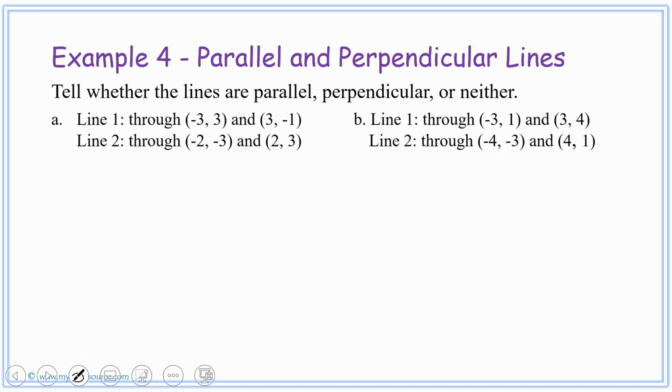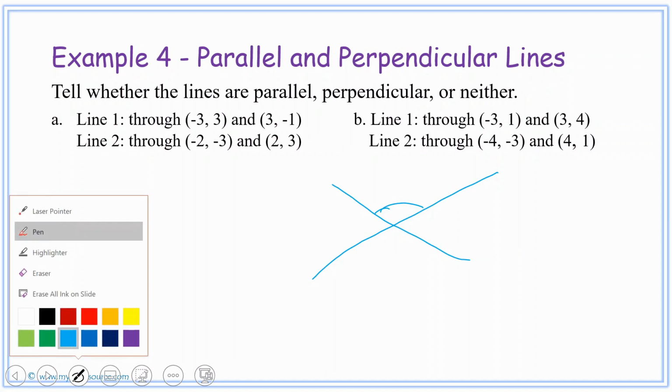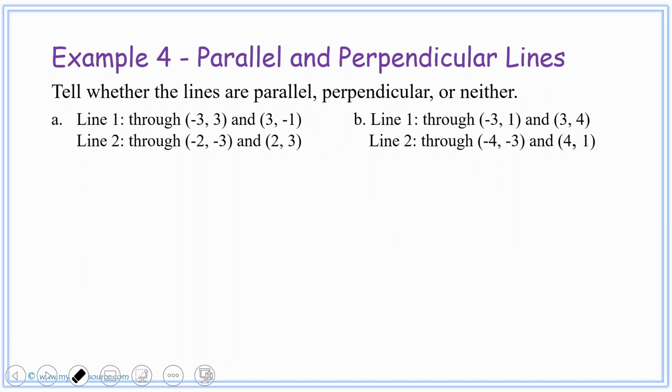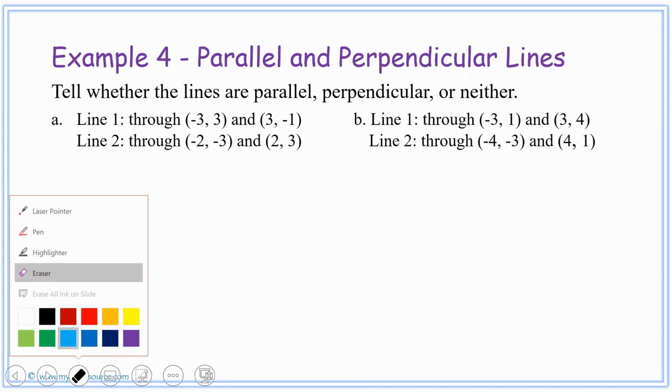All right, so let's see whether or not we can determine if these lines are parallel or perpendicular or neither. Remember, if a line crosses like this, it is neither perpendicular nor parallel because this is not a 90-degree angle. And so it can be neither. So let's go ahead and look to see what representations we get here.